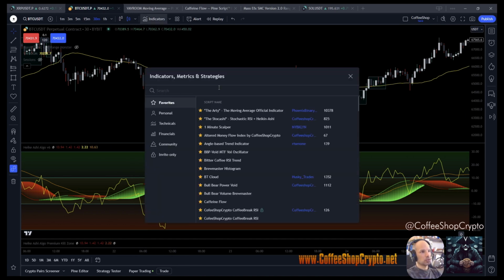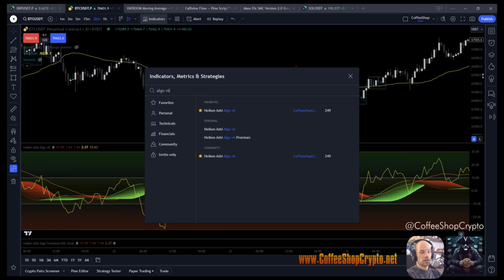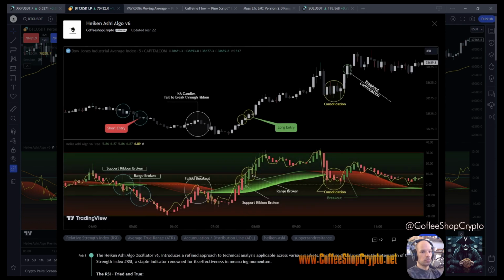You're going to go into your indicators tab on TradingView, and you're going to type in Algo V6. You'll find in the community the Heiken Ashi Algo version 6. Make sure you go in and boost this script.